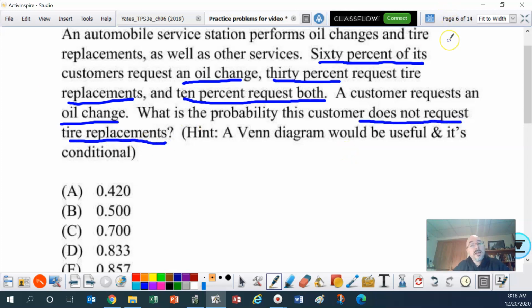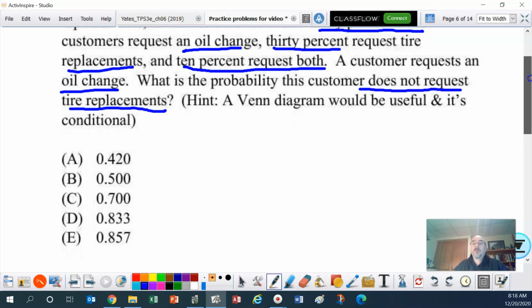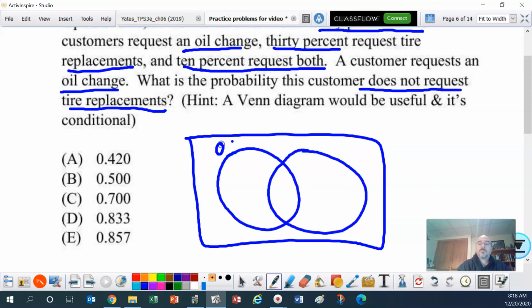Hint. Now, they're not going to give you these hints on the AP test, folks. This is why we've got to look at these and really think and practice and review, go back and review and think. All right, so a Venn diagram would be useful, and it's conditional. So let me get my Venn diagram. I've got 2 things going on here. I've got an oil change and I've got a tire rotation.